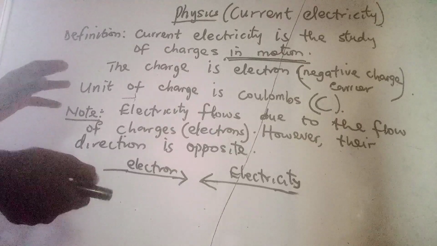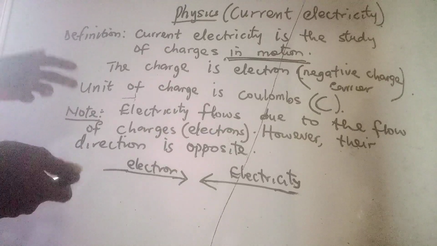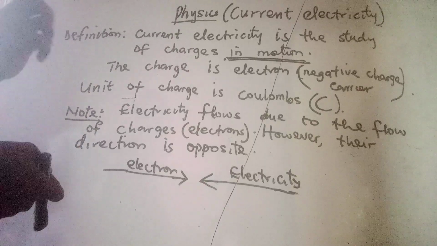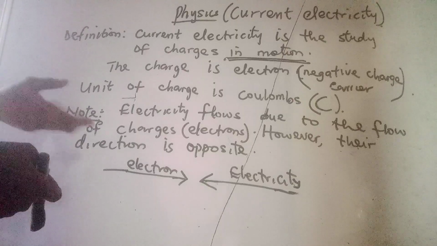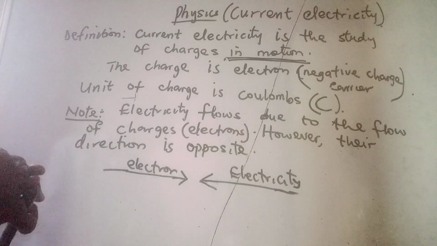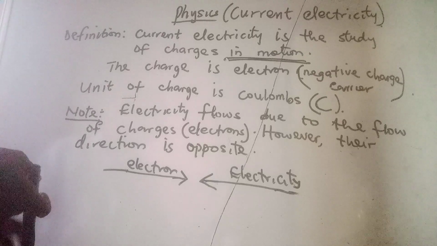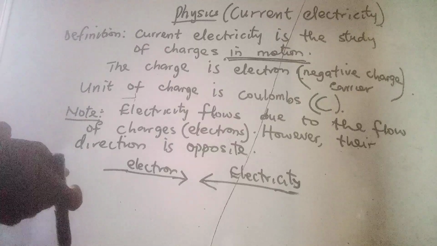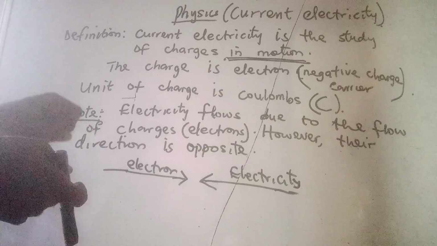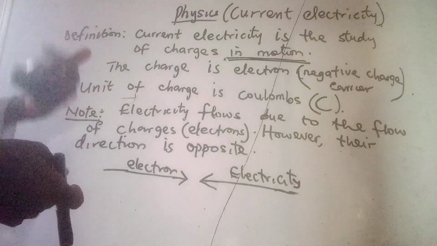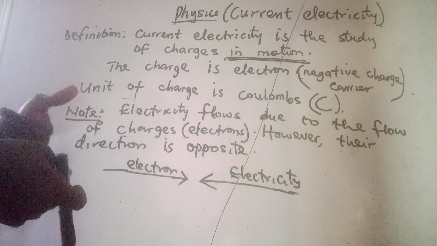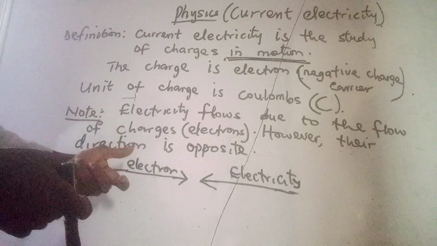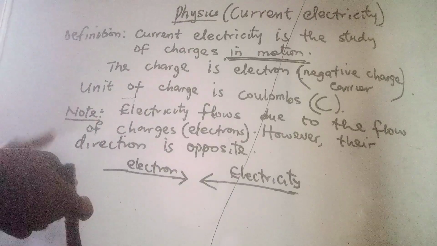Now, for electricity to flow through a circuit, it needs something to drive it from one point to another. And what is that thing? That thing is called potential difference. It is that potential difference that will make the electricity flow. It's a driving force that makes the electricity flow from one point to another.